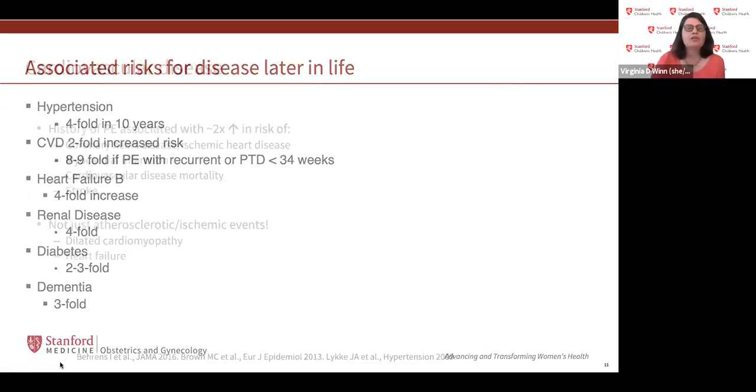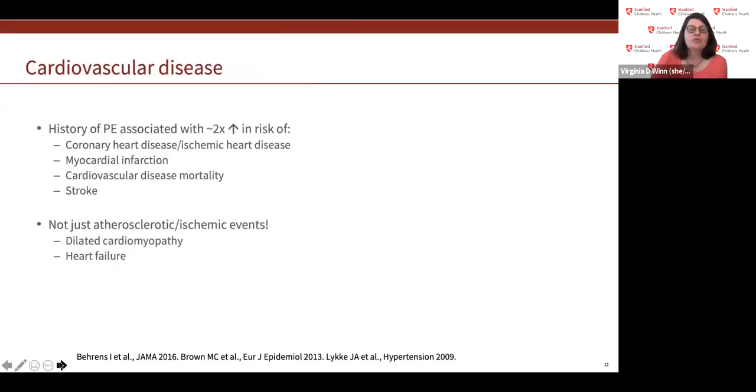Cardiovascular disease, as I mentioned, is associated with a 2-fold increased risk, and it includes everything from coronary heart disease to myocardial infarction, mortality, stroke, and also heart failure and dilated cardiomyopathy.